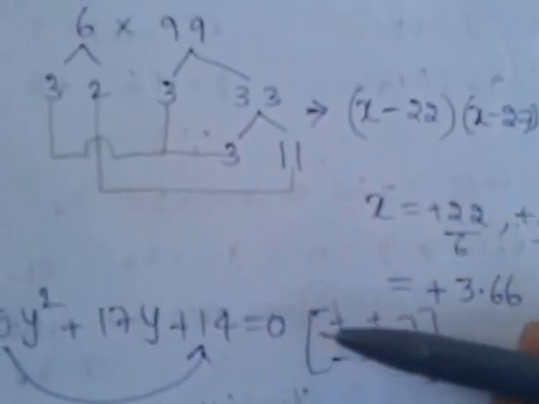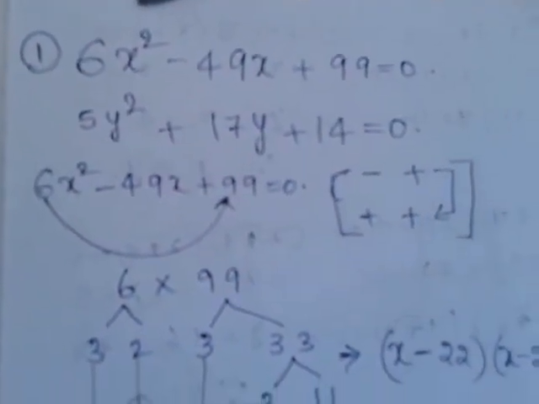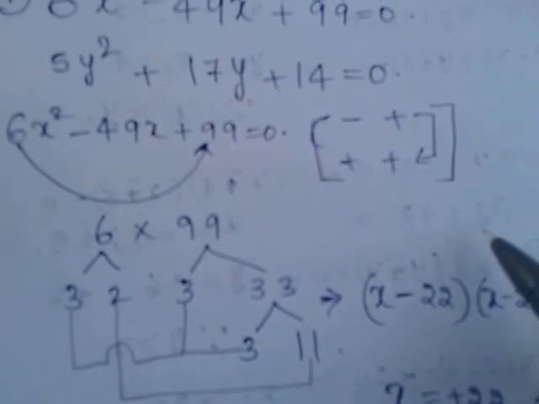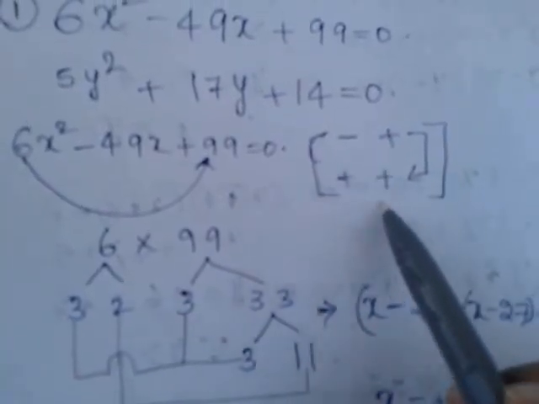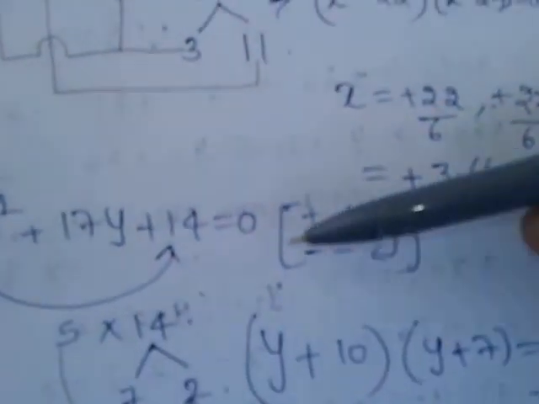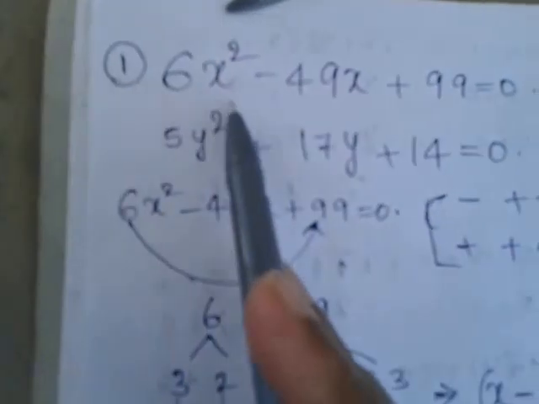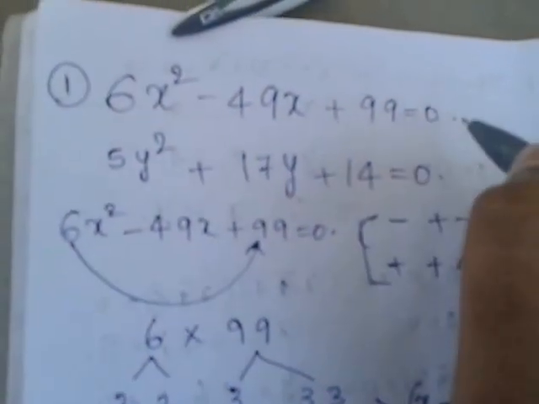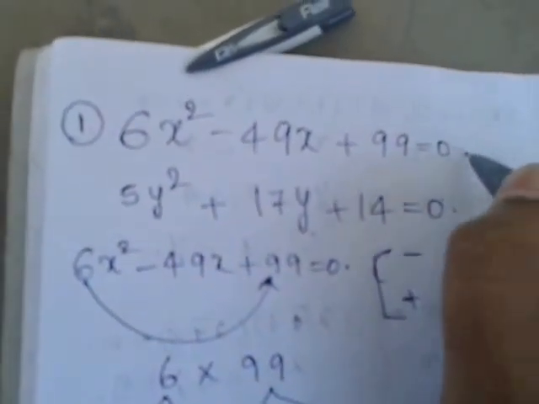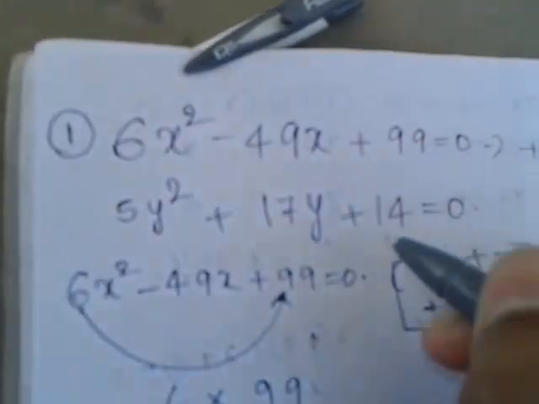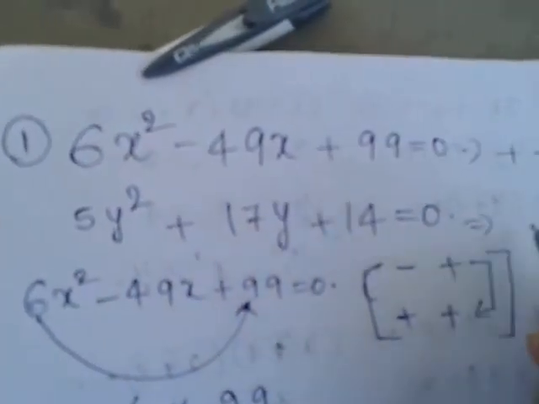By seeing the signs itself, without solving the questions, you can say x is greater than y. As x roots you will get plus value and y roots you will get minus value. So you can say directly, without solving, minus and plus: you will get roots plus and plus for x, and minus and minus for y.